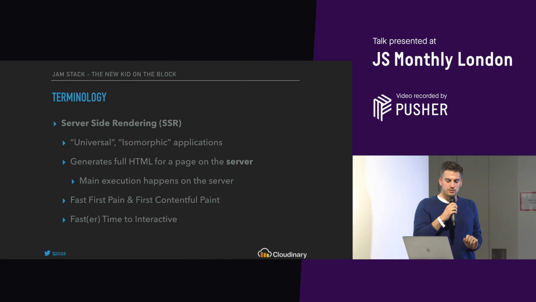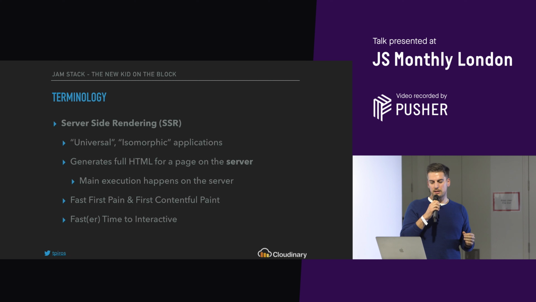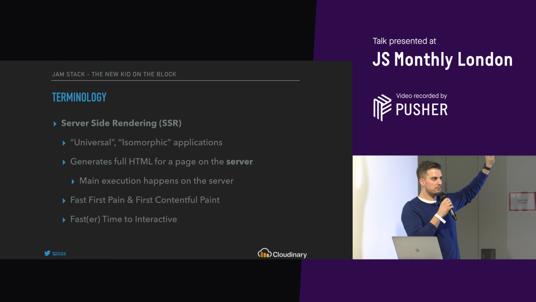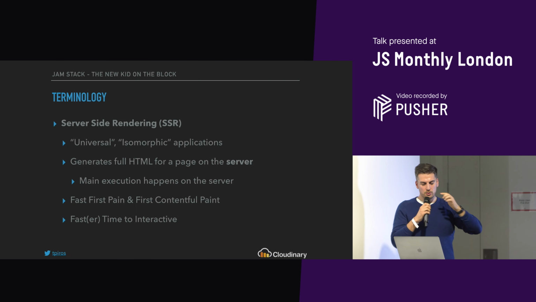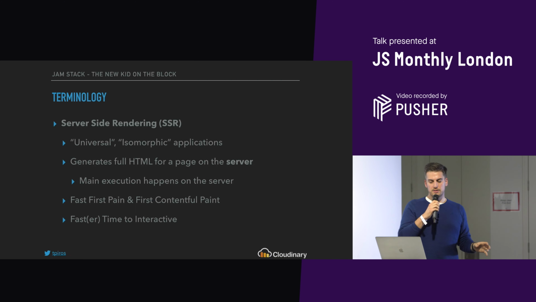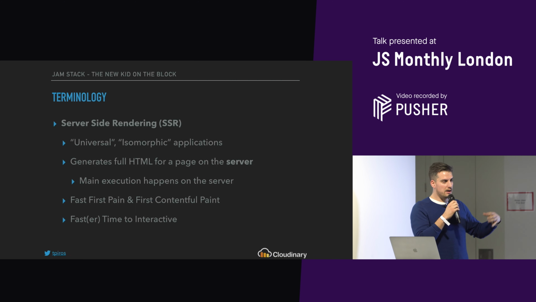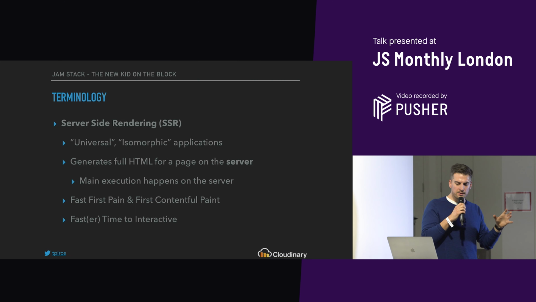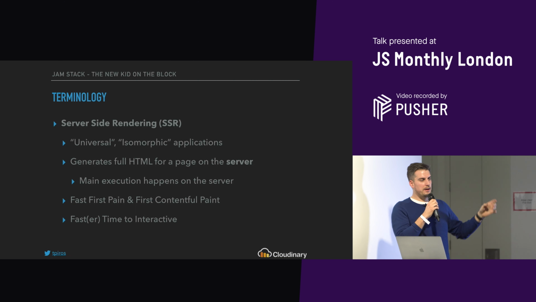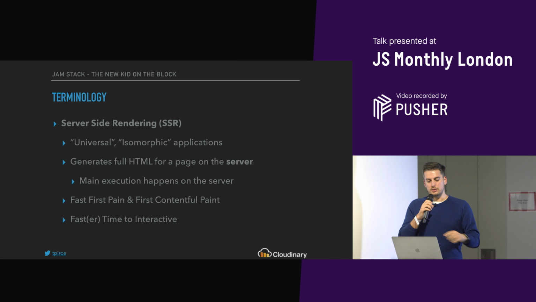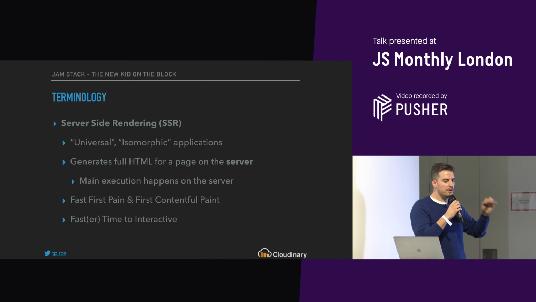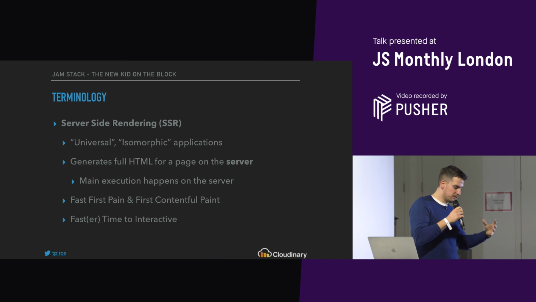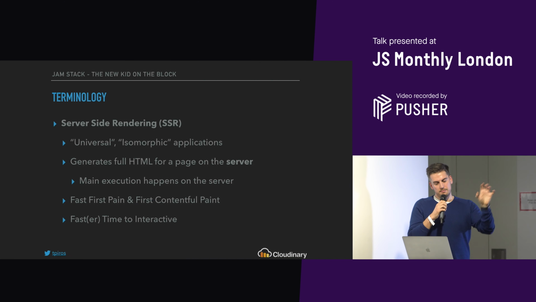Then another term, server-side rendering, sometimes abbreviated to SSR. Anyone? Few of you. Okay, so sometimes when you read about server-side rendering, you come across the terms universal or isomorphic applications. They refer to the server-side rendering bit as well. And the main difference between single-page apps and applications that utilize server-side rendering is that the main processing of your application happens on the server side. So what happens is that you have some sort of a server and an application.